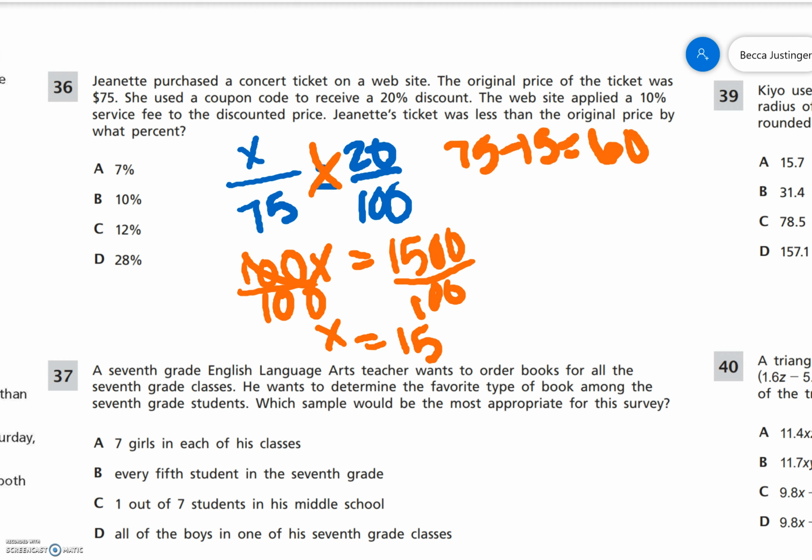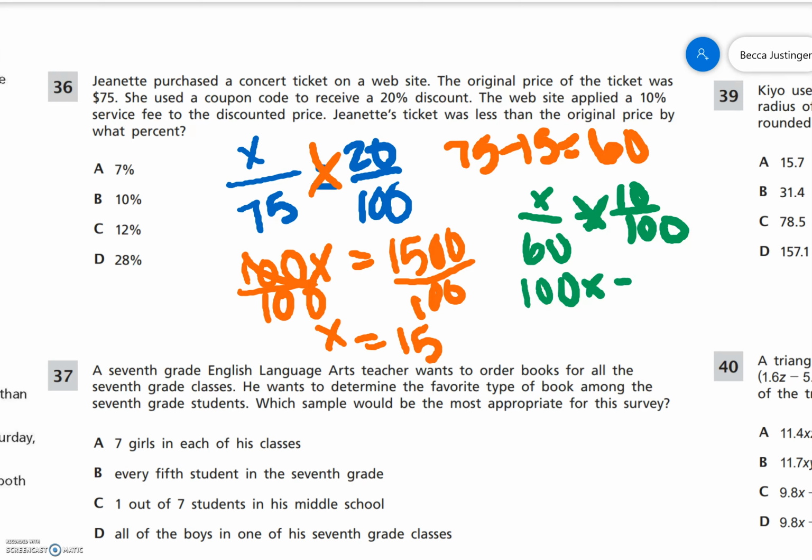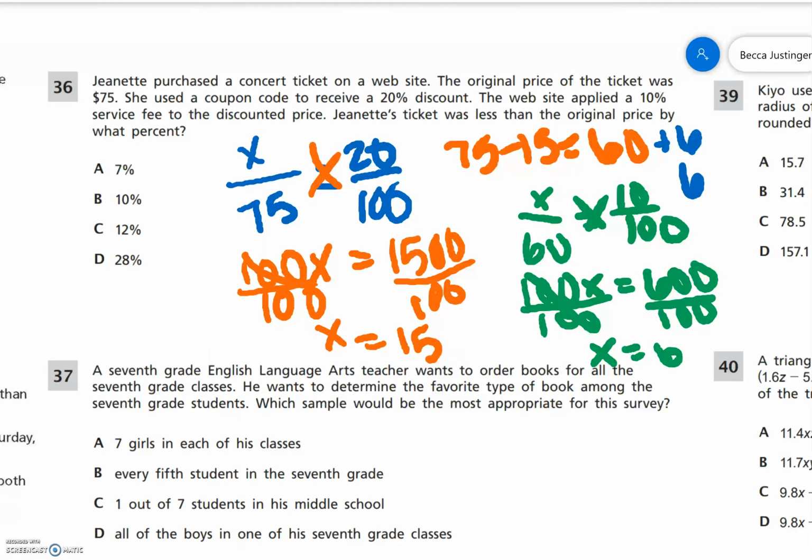But then the website applied a 10% service fee. So we need to find out X over 60, 10% over 100, cross multiply. X times 100 is 100x. 60 times 10 is 600. Divide both sides by 100. X equals 6. So the website then made her pay $6 service fee. So she paid a total of $66.